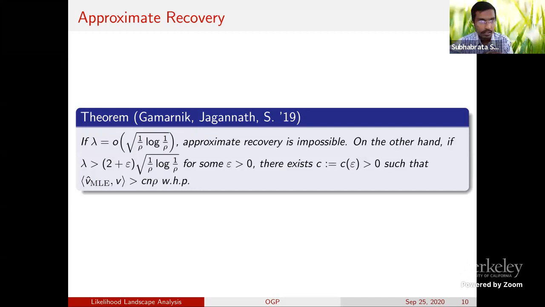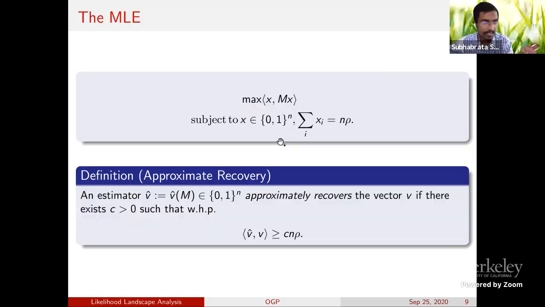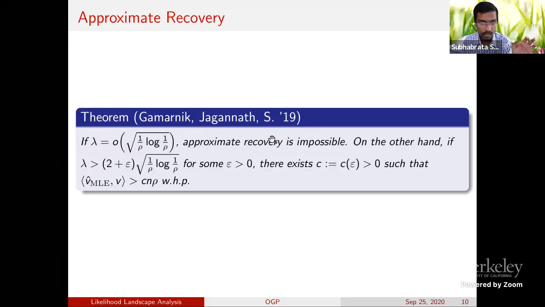So our first result is of an information theoretic nature, and it identifies the signal strength that you need for approximate recovery. It says that if lambda is little o of square root of 1 over rho log 1 over rho, then approximate recovery is impossible. On the other hand, if lambda is bigger than 2 square root of 1 over rho log 1 over rho, then the maximum likelihood estimate actually performs approximate recovery. So this identifies the information theoretic threshold that one needs for this purpose.